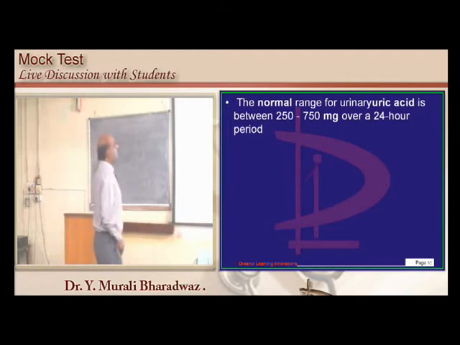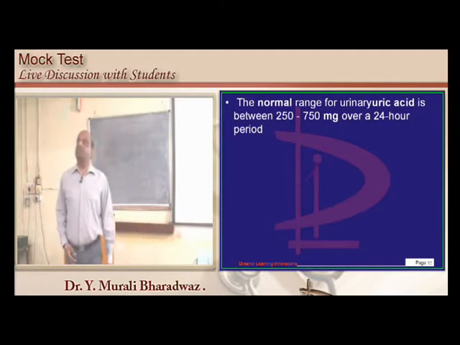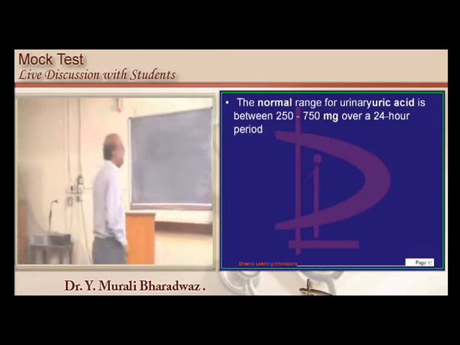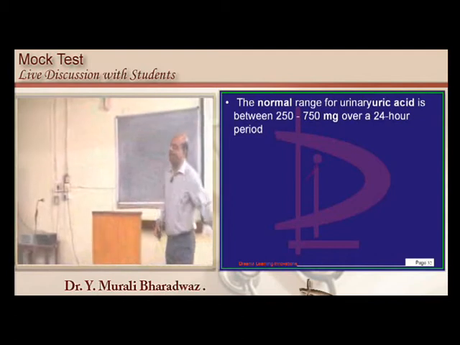So the normal range for urinary uric acid is between 250 to 750 mg in a 24-hour period, which needs to be remembered.